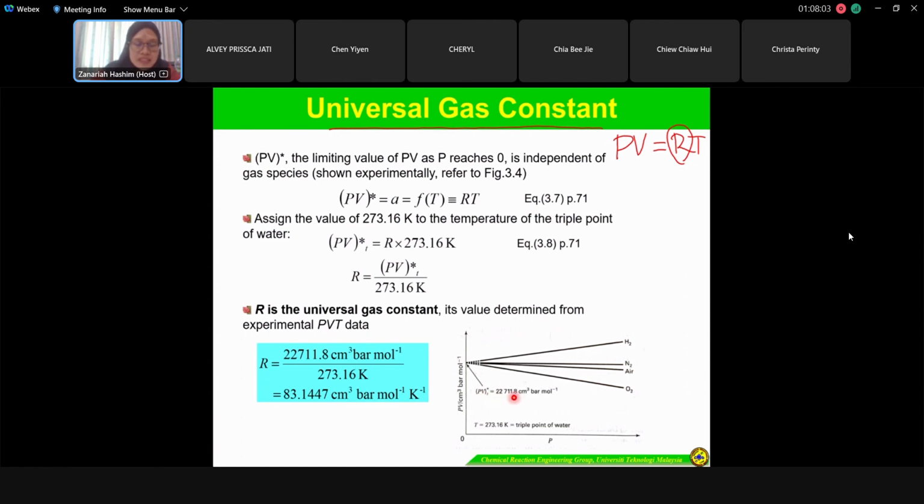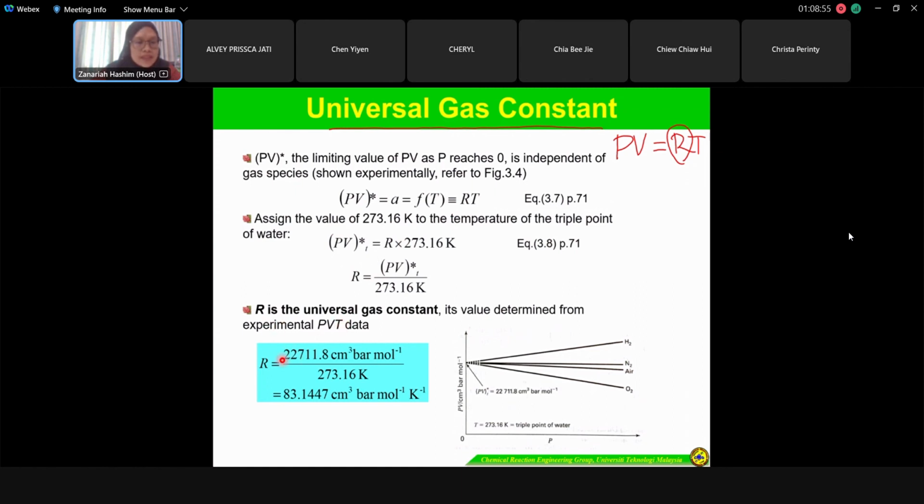We can determine this value experimentally, and this is the value, 22,711.8 centimeter cubic bar per mole. Okay, so this is the value that we assign here. Just now, remember A is a function of T, and it applies for all species. So this is a function of T, and we can define this as RT. Okay, so if we assign the value of 273.16 Kelvin to the temperature of the triple point of water. Okay, so this is the triple point of water. You can get the value of R.